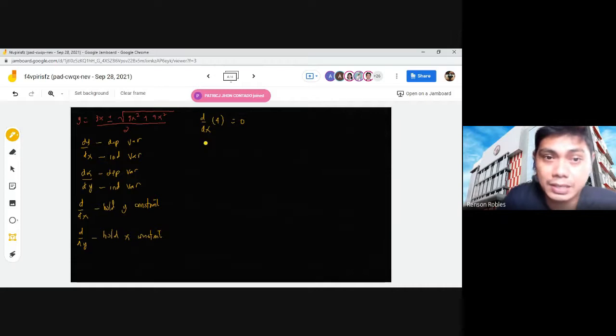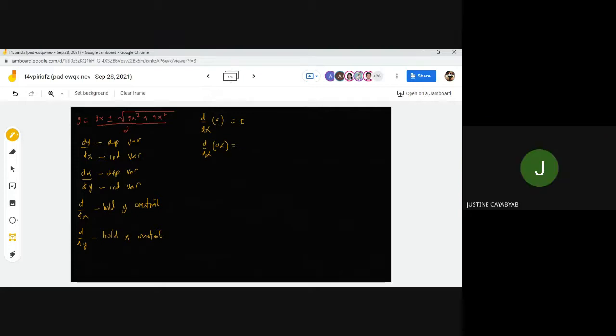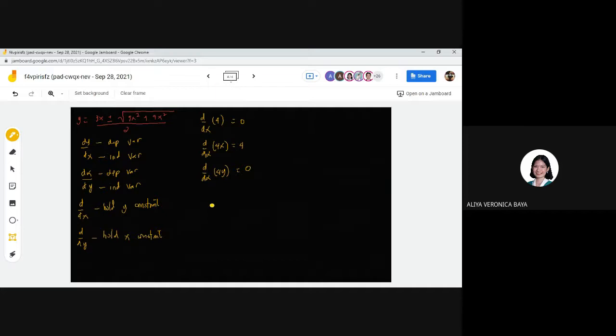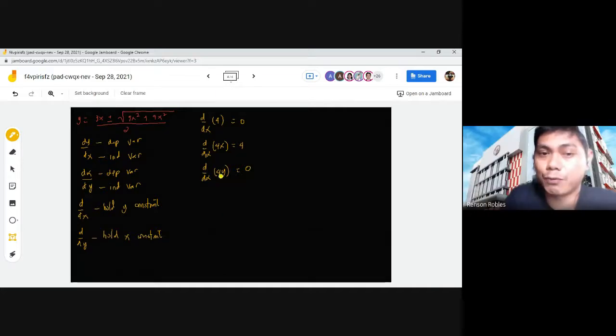In terms of x, what's the derivative of 4x in terms of x? 4. What's the derivative of 4y in terms of x? Since there's no x here, okay? There's no x here. 4y, that's 0. You will treat 4y as constant because there's no x.